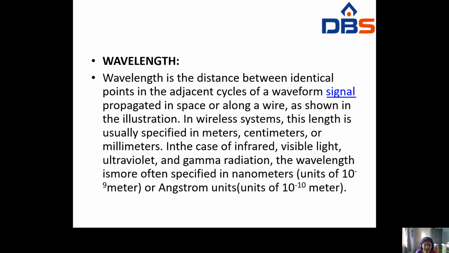Wavelength is the distance between identical points in the adjacent cycles of a waveform or signal propagated in space or along a wire. So the distance between the identical points in the adjacent cycles of a waveform propagated along a wire is called the wavelength.